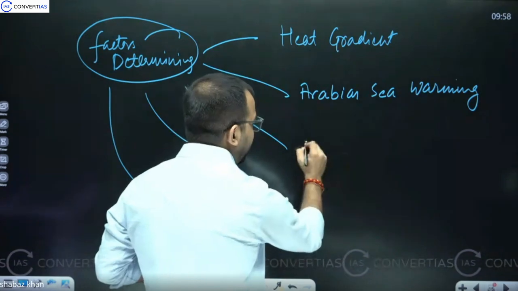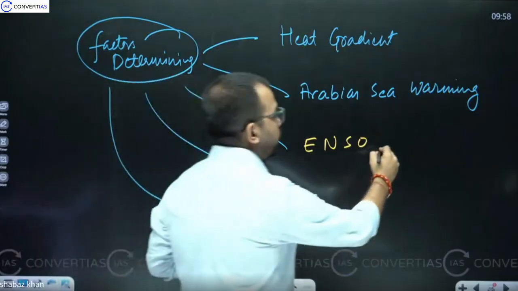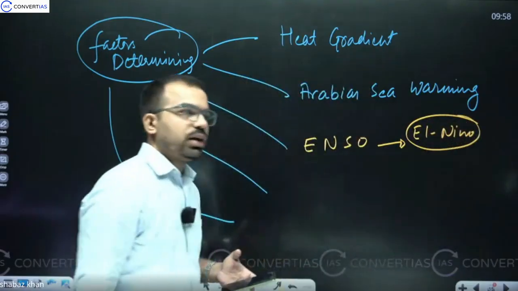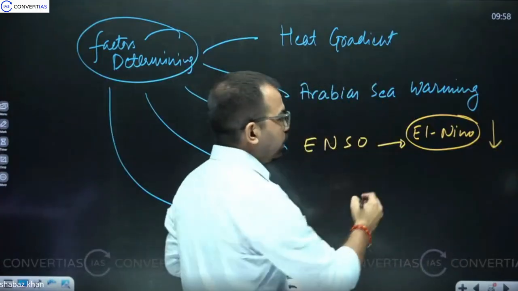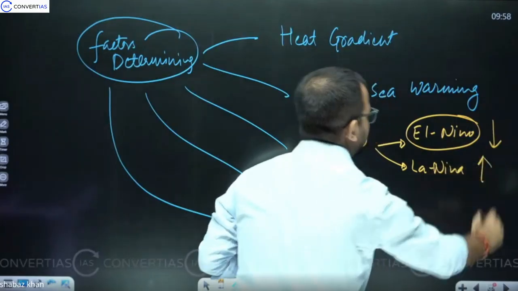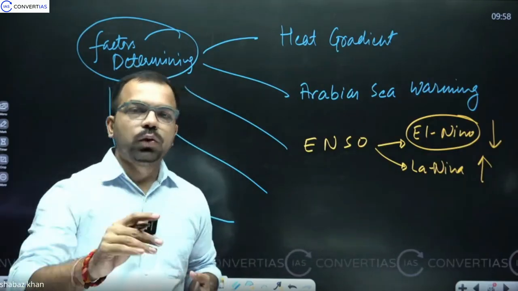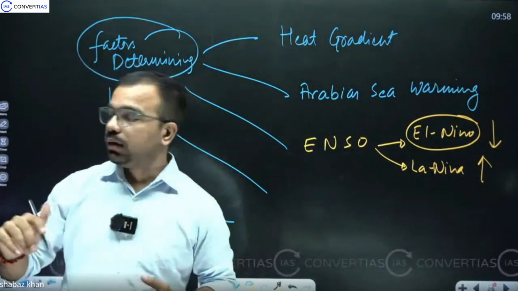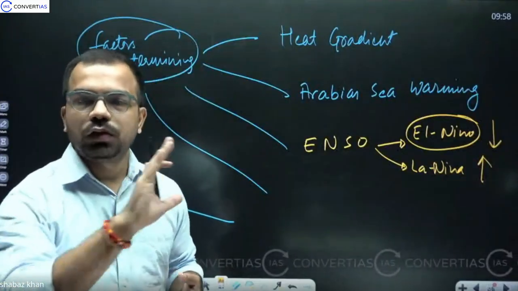But before that, prioritize this point: ENSO, El Nino Southern Oscillation. If El Nino is there, the monsoon is going to be weak. But if it is La Nina, it is going to be strong. If you do not know El Nino and La Nina, no need to worry. You are going to read this in your GS1 classes, in the answer writing discussions, where the faculty is going to pick up these common topics so that you can learn them.